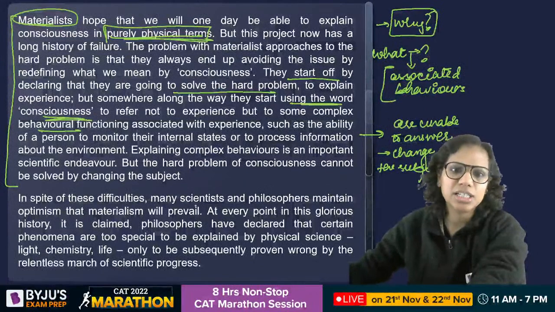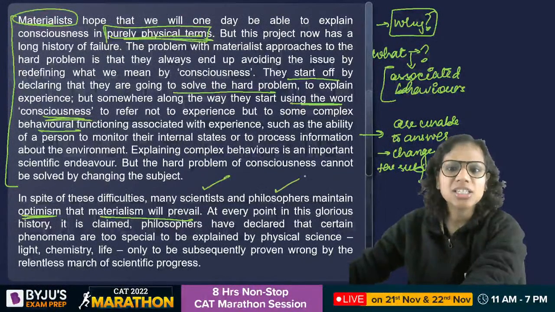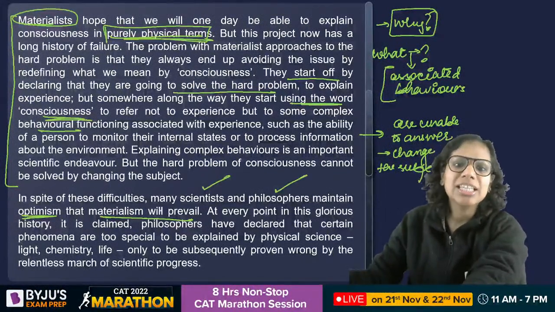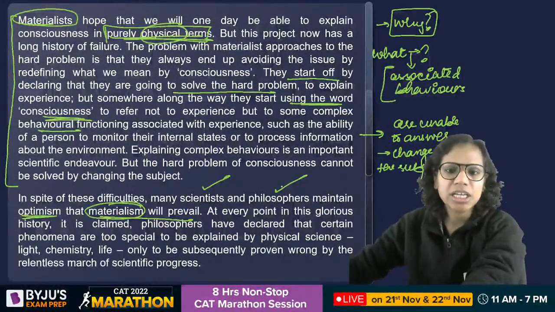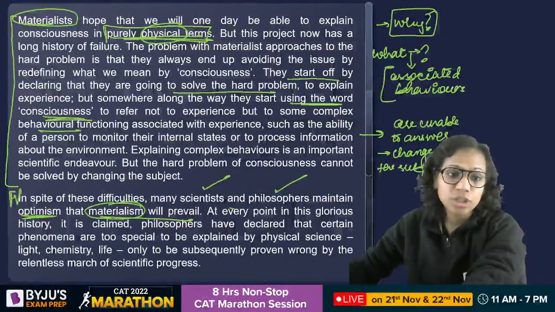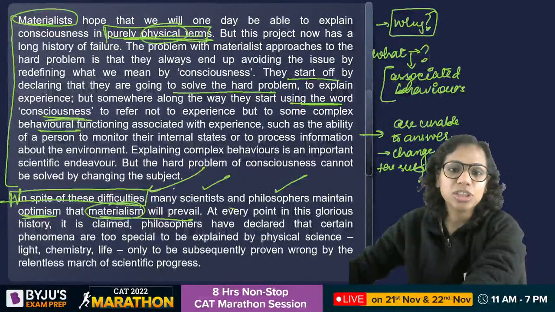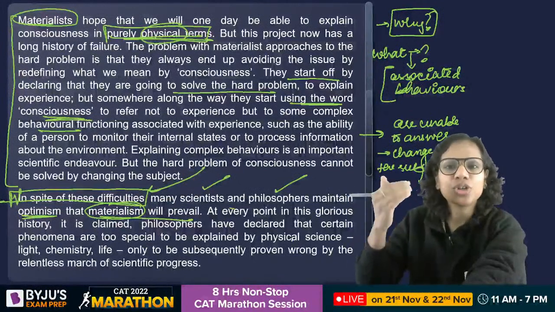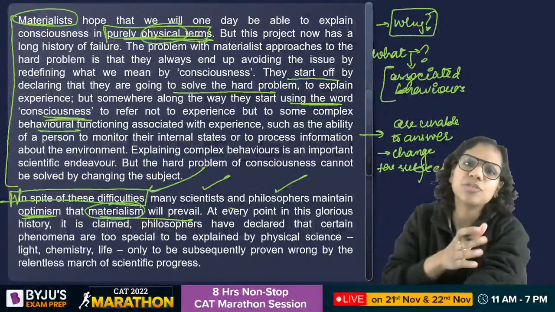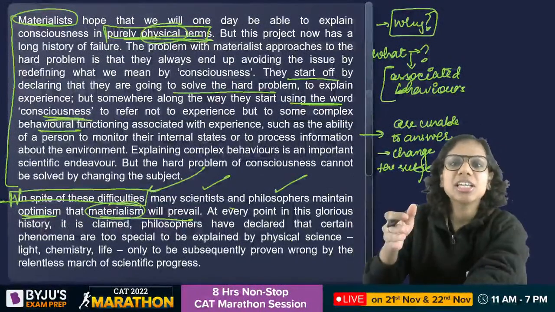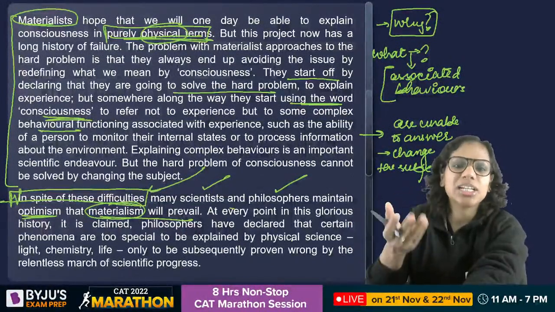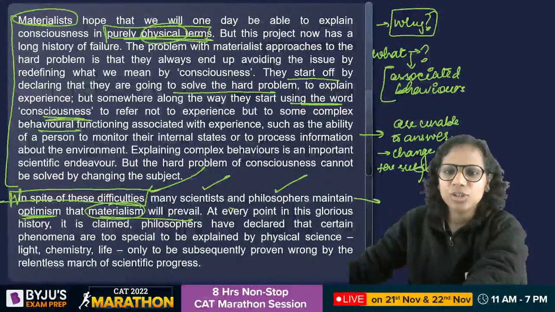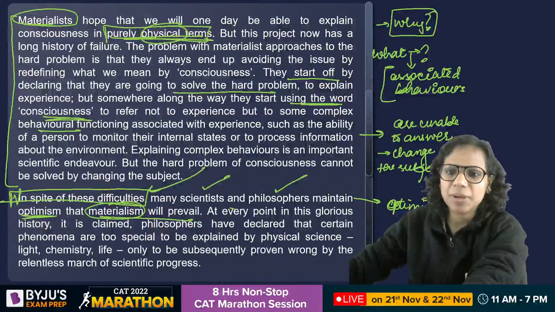In spite of these difficulties, many scientists and philosophers maintain optimism that materialism will prevail. So many scientists and philosophers say they are optimistic that we will be able to explain consciousness in purely materialistic terms, in purely physical science terms, right? And the author says in spite of these difficulties, author को लग रहा है कि देखो इतनी difficulties है फिर भी ऐसे बोल रहे हैं. At every point, philosophers have said that some phenomena cannot be explained, but then scientists have gone ahead and explained it. So that is why this optimism. So the author discusses this optimism in this para.